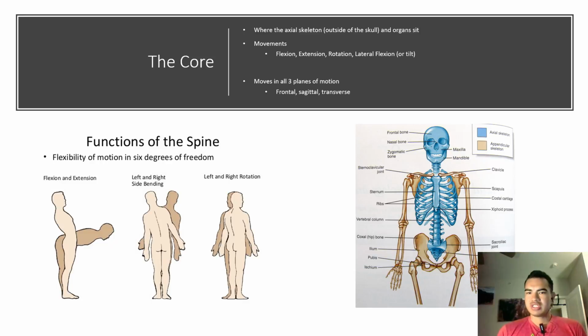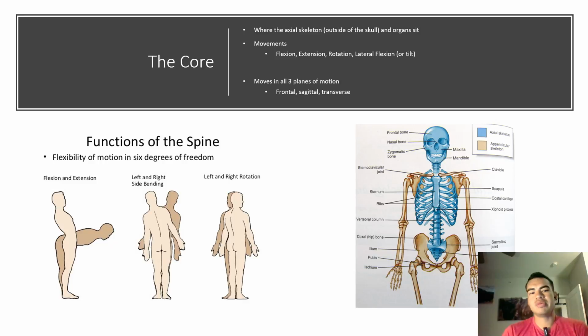A definition of what the core is: I like to think of where the axial skeleton sits and where the organs sit. If we look at the skeleton to the right, you'll see the spinal column and the rib cage. That's a pretty general area, and it's not the perfect definition, but for simplicity, the whole middle portion of the body is the core when it comes to training it.